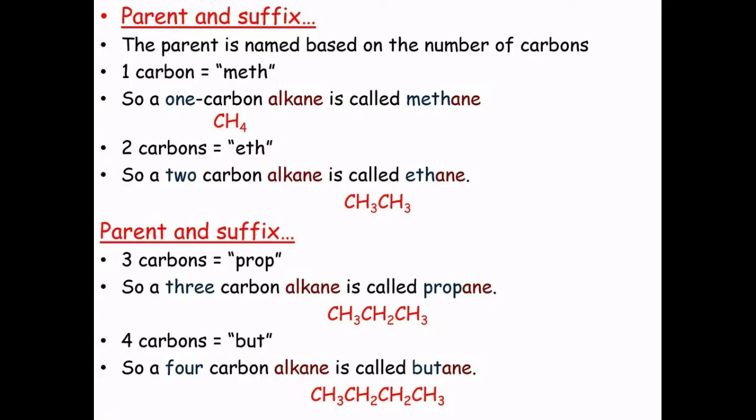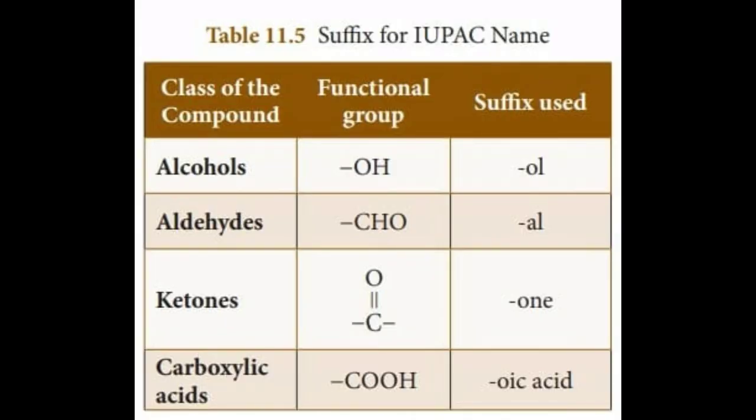Suffix. The suffix forms the end of the name. It is divided into two parts: primary suffix and secondary suffix. The primary suffix comes after the root word, that is the parent. It represents the nature of carbon-to-carbon bonding of the parent chain. If all the bonds between the carbon atoms of the parent chain are single, then the suffix ane has to be used. Suffixes ene and yne are used for compounds containing double and triple bonds respectively.